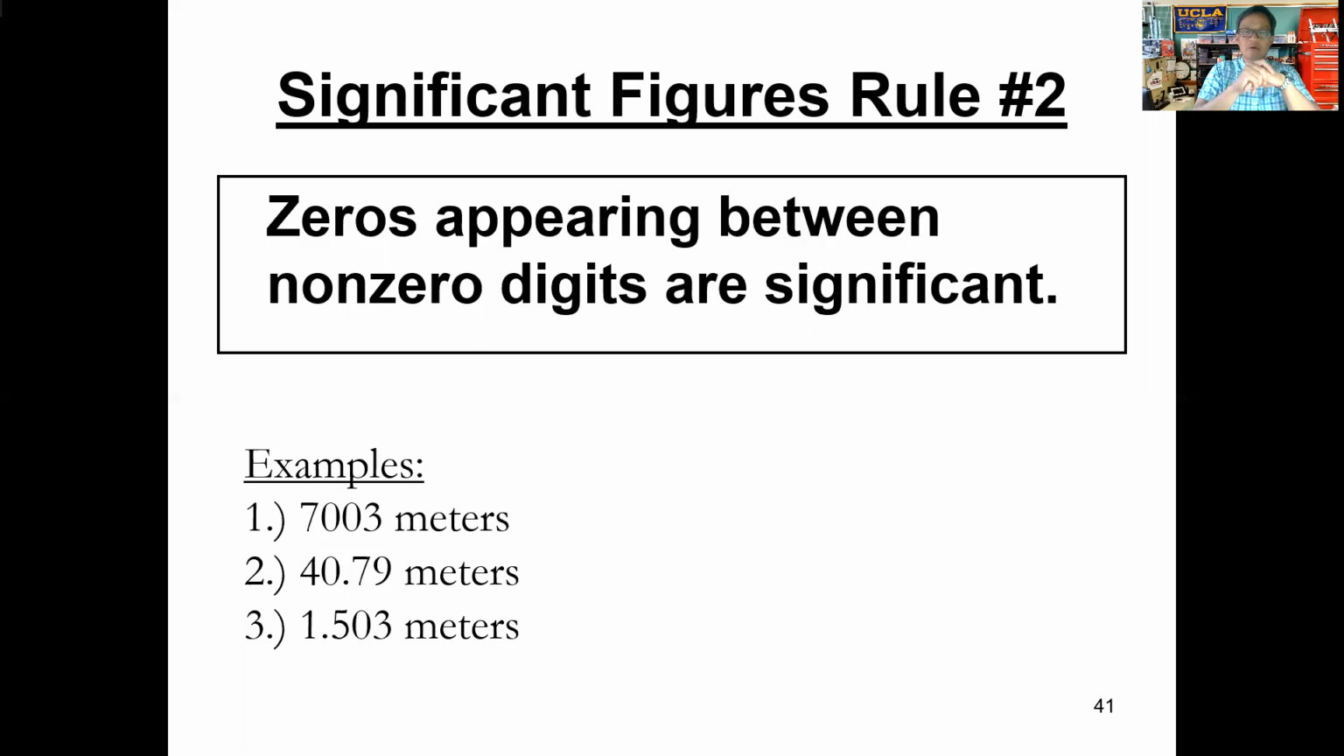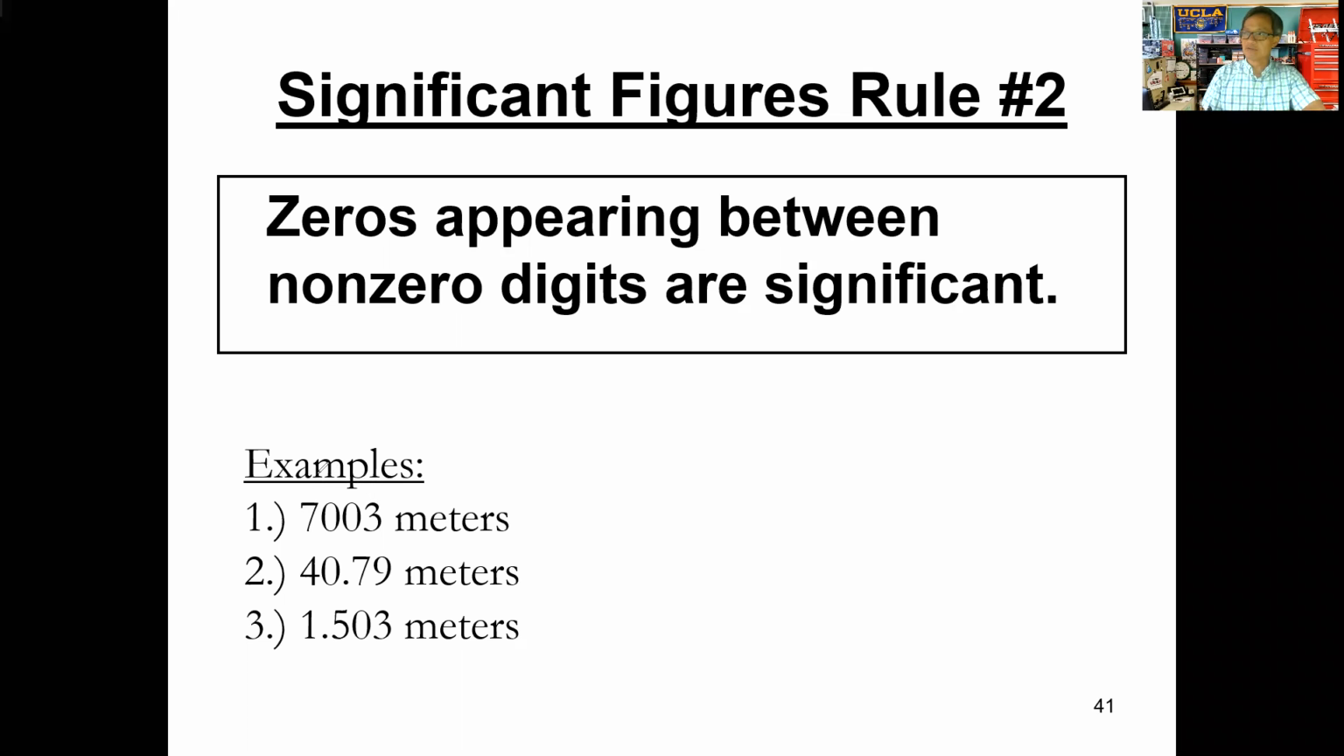The first rule that deals with the zeros tells us that zeros that are sandwiched between two non-zero digits will be counted as significant. We count them. So what does that mean? Let's take a look at the first number here. The 7 and the 3 are non-zero digits, so those count. Let's go ahead and write that down. The 7 and the 3 are significant. They have to be according to rule number 1.